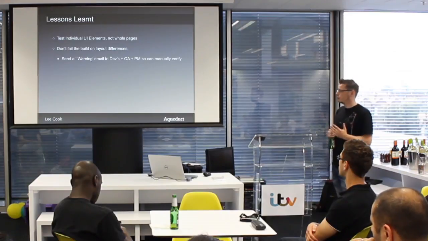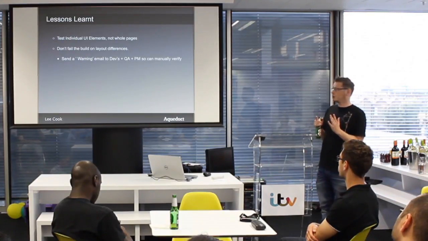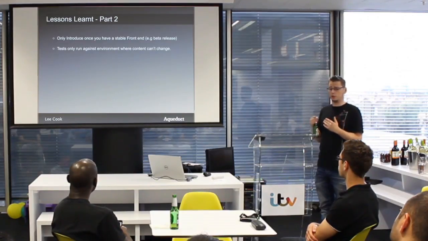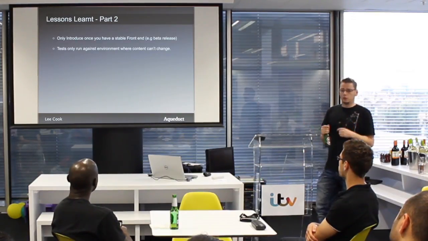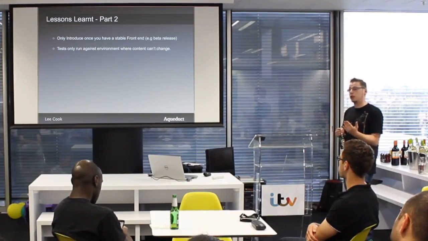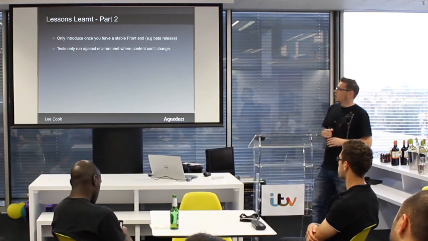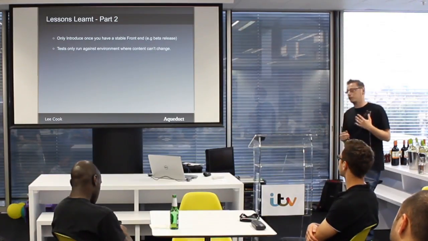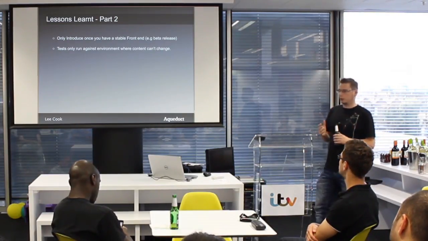We used to fail the build when there's a difference, but we don't anymore because we like to have someone actually manually verify that it's actually broken. So we send an email or a message on HipChat for someone to check that it is actually broken. So yeah, only start doing this once you've got a stable front-end build, whether it's on a beta release or a canary release or something.